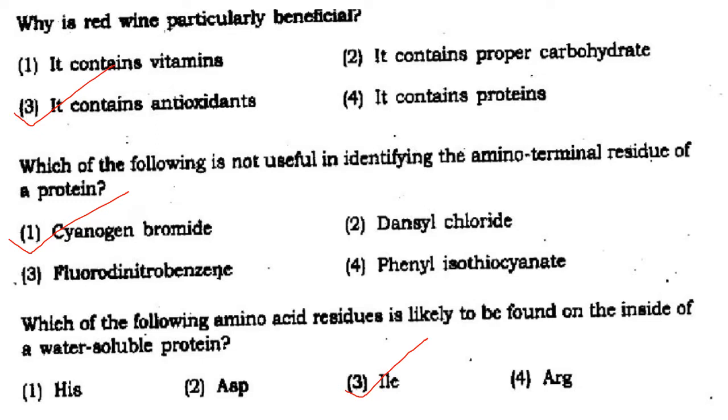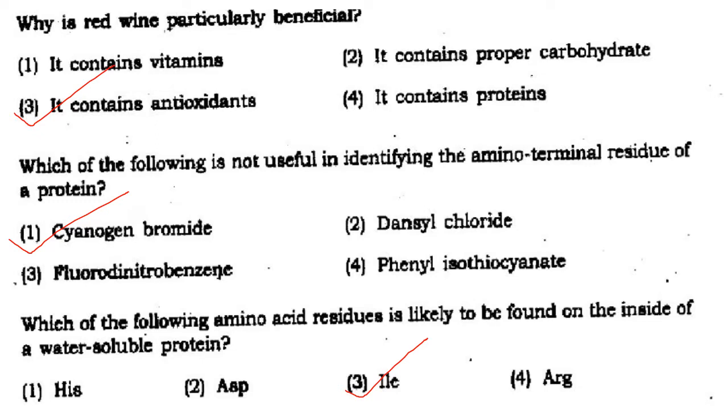Next one, which of the following is not useful in identifying the amino terminal residue of a protein? Option 1 cyanogen bromide, option 2 dansyl chloride, option 3 fluorodinitrobenzene, and option 4 phenyl isothiocyanate. Answer is option 1 cyanogen bromide.